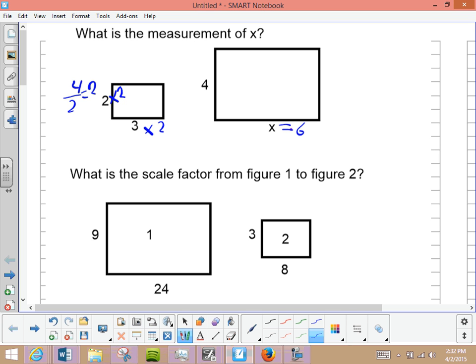This is given that they are similar. I want to tell you, these shapes are similar. What is the value of x? Similarity is a big part of it. What about the next one?